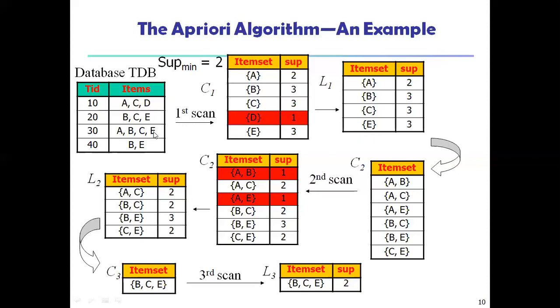BCE. These 3 items have been combined together. So this will be our third scan. Without the duplications, we are going for BCE. In that BCE, you have to see how many times this BC has happened.